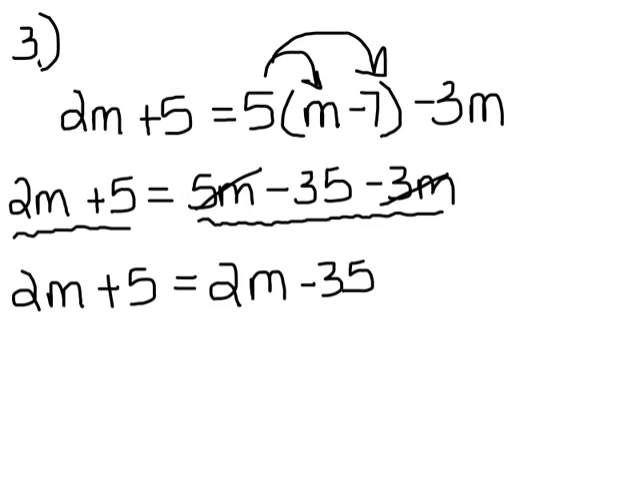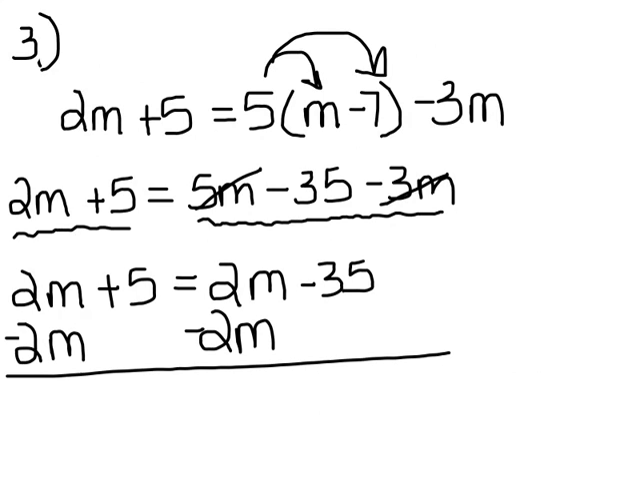Our next step would be to move our variables to one side. I'm going to move this 2m right here to the left side. In order to do that, I'll be subtracting 2m on both sides. However, if you notice, the 2m's cross off on both sides, which means that we've crossed off all of our variables and we have 5 equal to a negative 35.